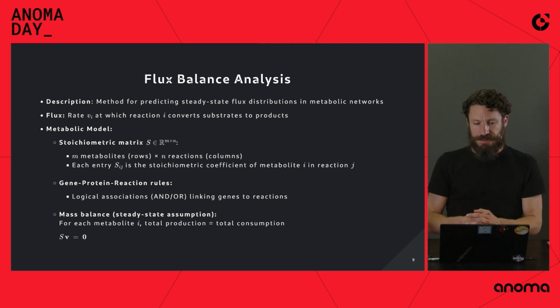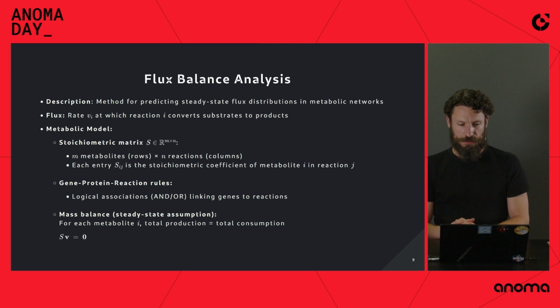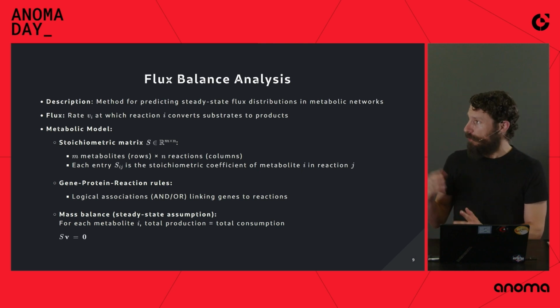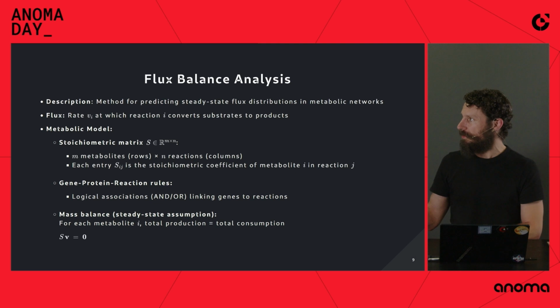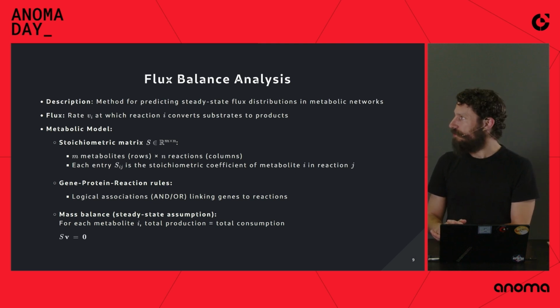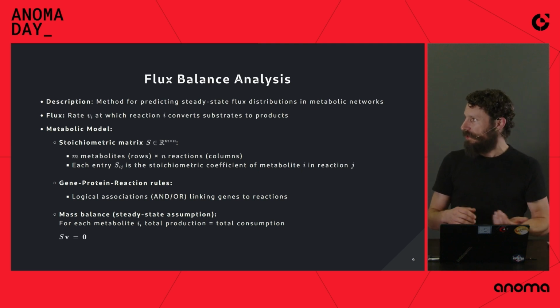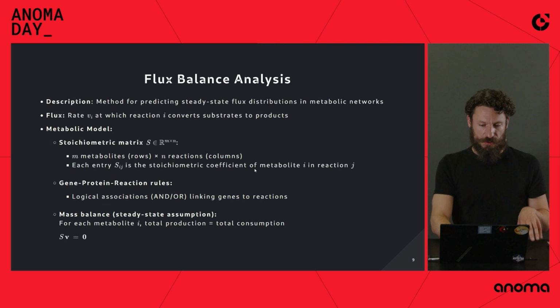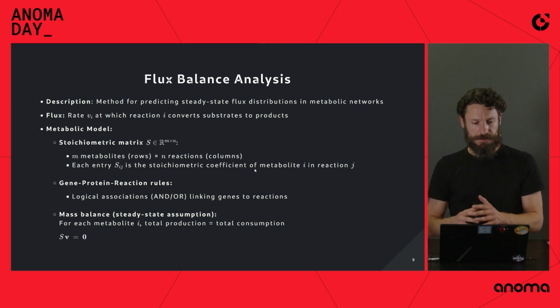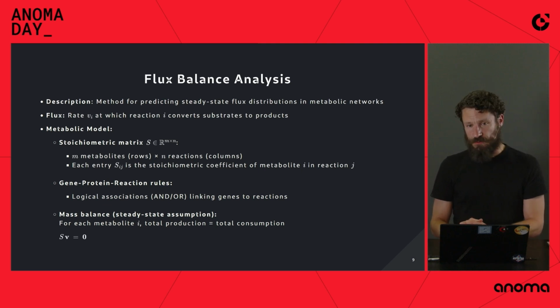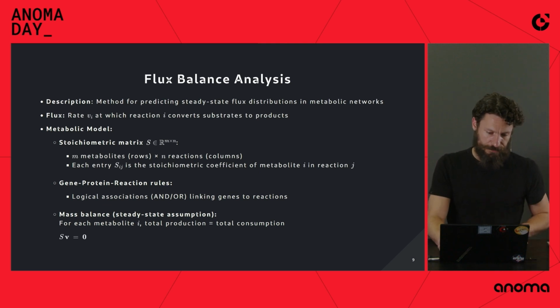So it's a method for predicting steady-state flux distributions in metabolic networks, and flux is the rate at which a reaction converts a particular substrate into a product. In a metabolic model there's a stoichiometric matrix, as I mentioned, with the metabolites and the reactions in there. All the stoichiometric coefficients are in there. This thing is mass balanced. And then there are gene-protein reaction rules associated with this model. These are basically Boolean expressions, meaning that when a particular gene either is there or is not there, we can turn, let's say, this reaction on or off.